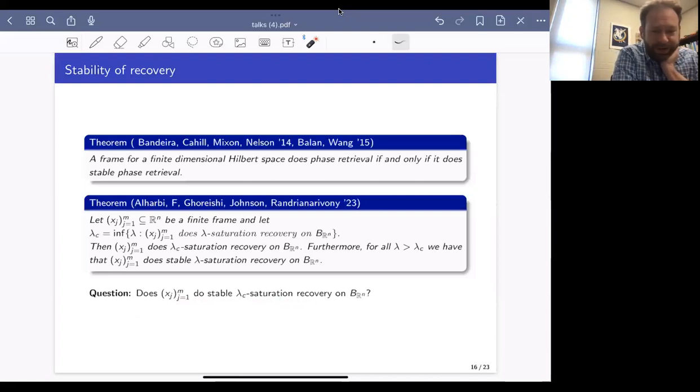For a long time, I was 100% convinced that if you do lambda C saturation recovery, then it's stable. Just kind of the feeling that the unit ball's compact in finite dimensions, and so if you have a map that's continuous and one-to-one, it should be stable. But now I'm not sure. I was 99% convinced, but now I'm not sure. I think it's really interesting.